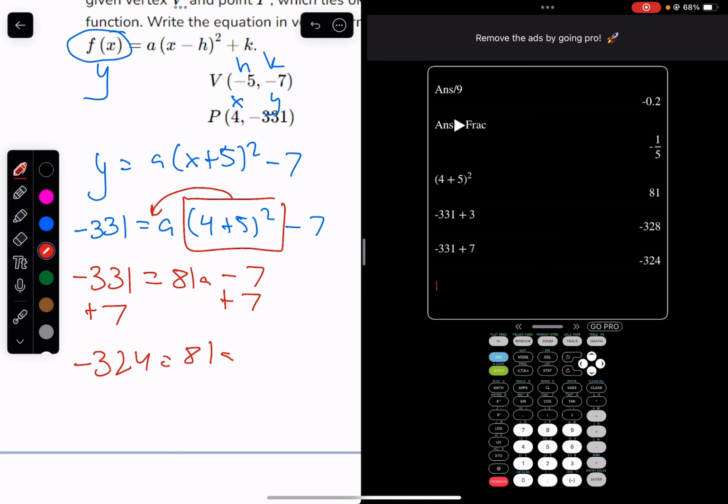I'm going to divide by 81. And I get that a is equal to negative 4.